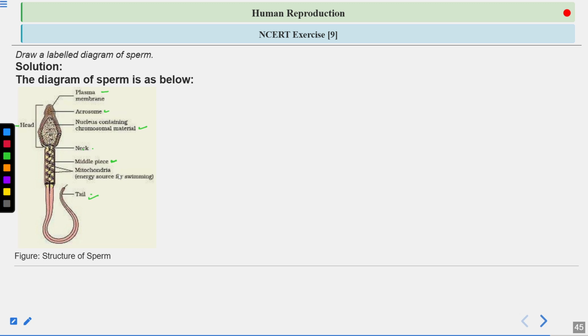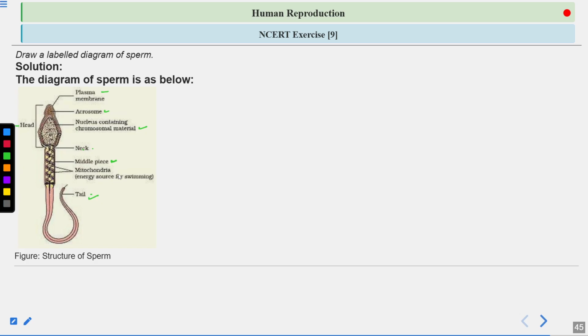So sperms are released in the vagina during the insemination. What is insemination? Release of the sperms into the female genital tract. Okay, release of the sperms into the vagina. Then sperms travel through the cervix, then they reach the uterus. The uterus is connected to the fallopian tube. So they will travel through the uterus and they will finally reach the ampullary region of the fallopian tube.